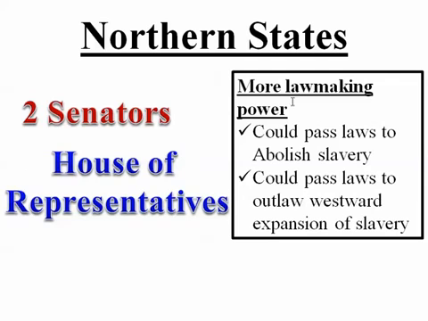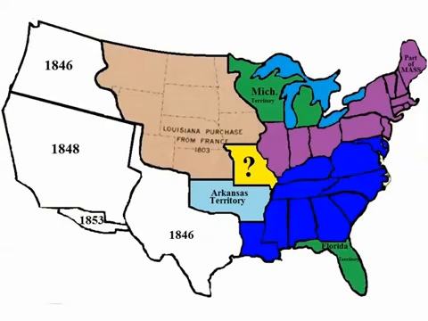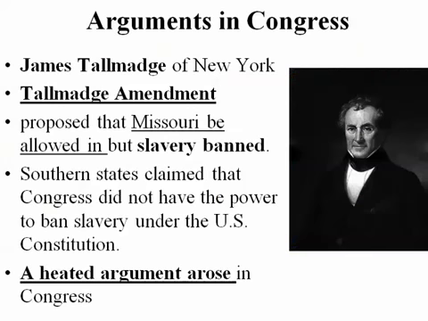So what that equates to is that northern states that are anti-slavery could pass laws to abolish slavery, get rid of it, end it altogether. And they could pass laws to outlaw the westward expansion of slavery in the Louisiana territory. Just like they did here in the Northwest Territory, they could forbid slavery out here in this Louisiana territory. And they could say Missouri is going to be a free state, just like James Talmadge wanted.